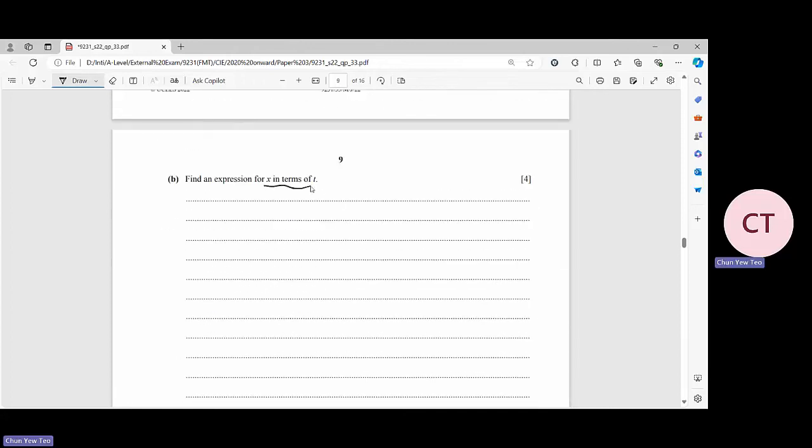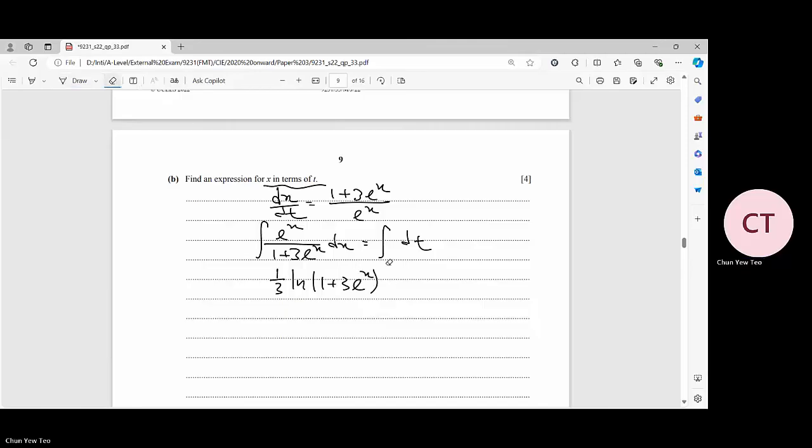Express x in terms of t. So from part A, we change the v. From part A, we have this answer. We just need to change the v to dx/dt. So you have e power x over 1 plus 3e power x dx equal to dt. Put the integration sign for both sides. So over here you will get 1 over 3 ln modulus of 1 plus 3e power x equals t plus c.